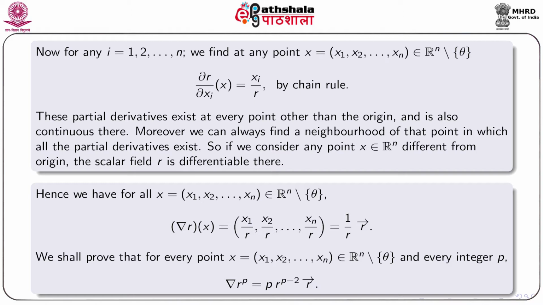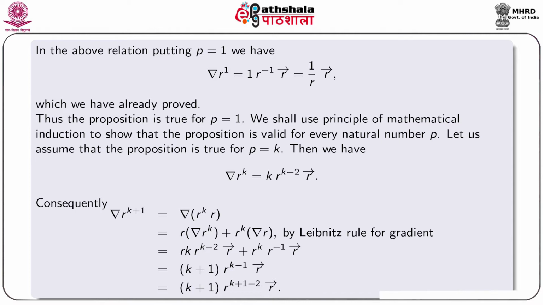We shall prove that for every point x different from the origin and for every integer p, gradient of the scalar field r to the power p equals p times r to the power p minus 2 times vector r. If in the above relation we put p equal to 1, then we find gradient of r to the power 1, that is gradient r, equals 1 by r vector r, and we have already proved this result. Thus, the proposition is true whenever we assume p equal to 1.